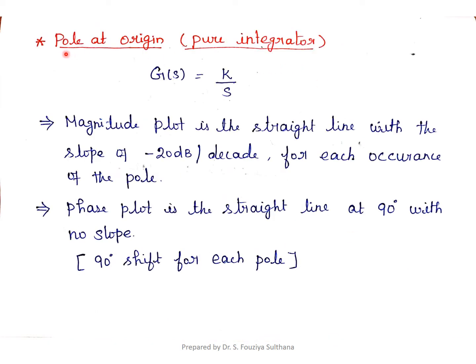If you are having pole at origin, it is also called as the pure integrator. If you are having pole at origin, its magnitude plot is the straight line with the slope of minus 20 dB per decade for each occurrence of the pole. If you are having two poles, that means its magnitude plot will have a slope of minus 40 dB per decade. Similarly, the phase plot is the straight line at 90 degree with no slope. And for each occurrence of the poles, there will be a 90 degree phase shift.